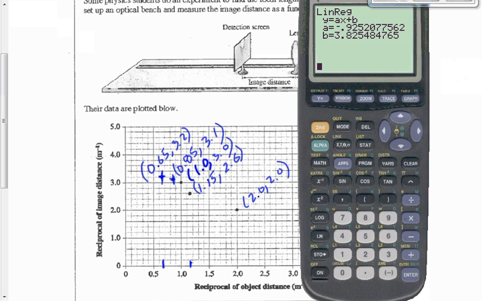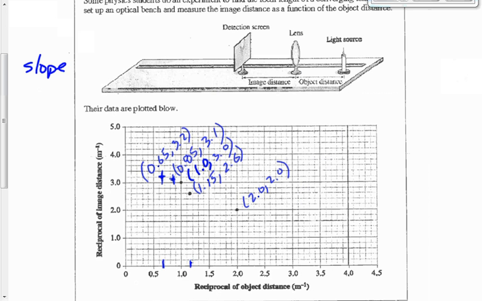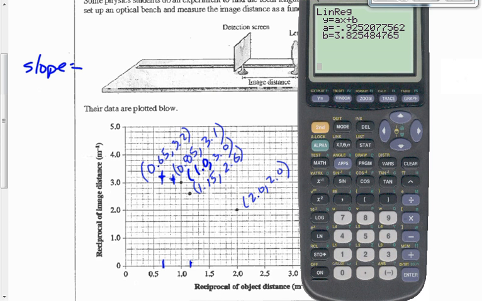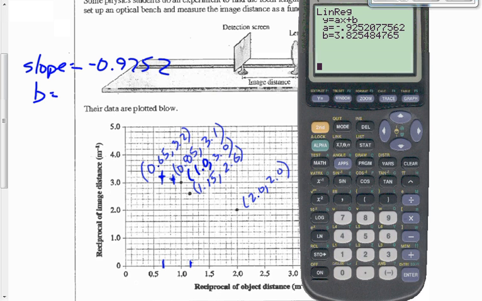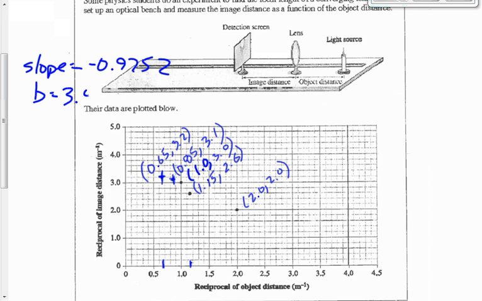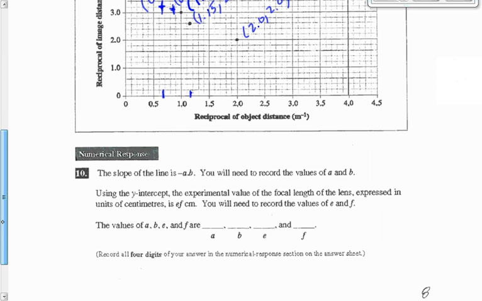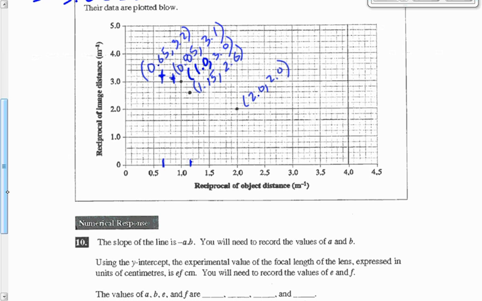Now, let's actually solve this question. Now that we have the values of a and b, the slope, whose value was negative 0.9252, and the y-intercept, whose value is 3.8255, well, then we can go and actually solve this question. What does it ask us to do? It asks for the slope of the line.